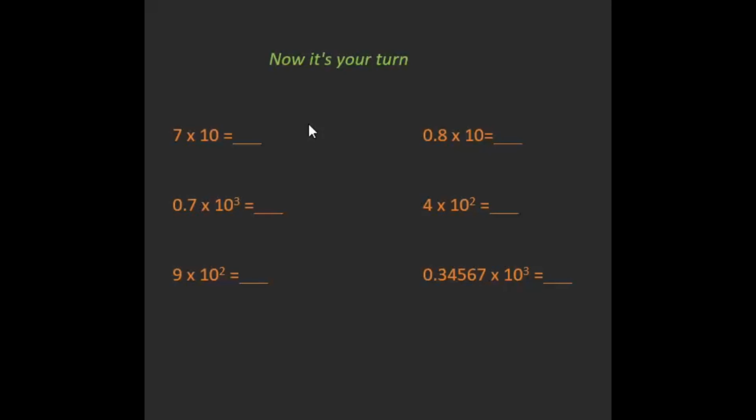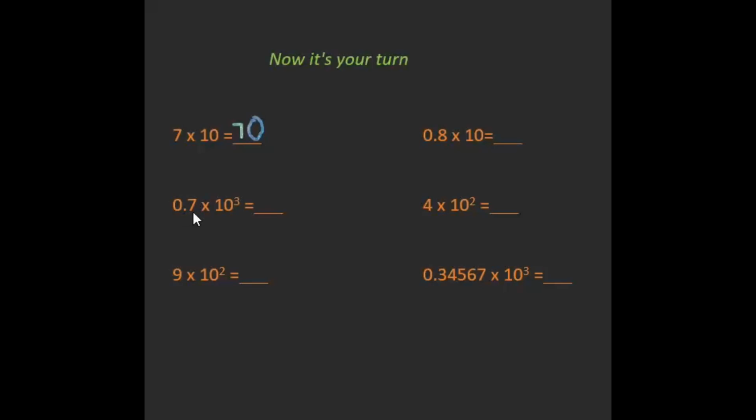Okay, so I hope you've got all your answers, and I hope you're ready, because I'm about to show you all the answers now. So we know 7 times 10 is 70, because it's pretty easy. We should know that 7 times 10 is 70. So let's move on to the next one.